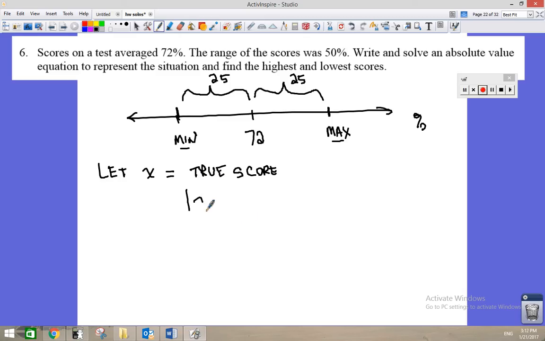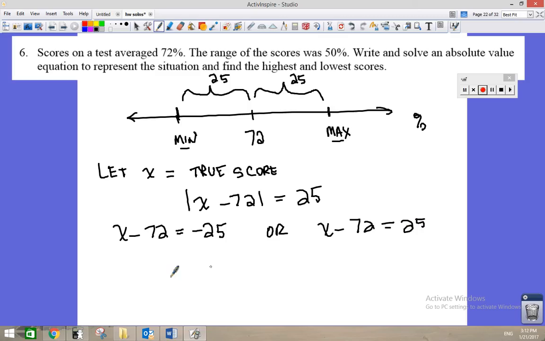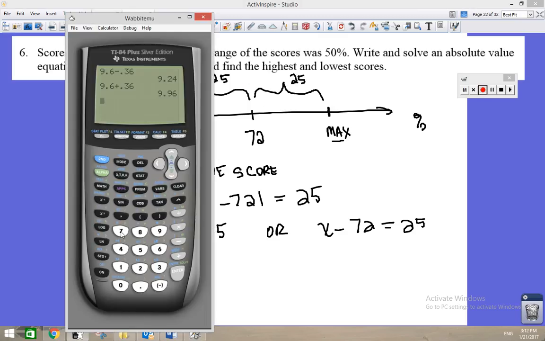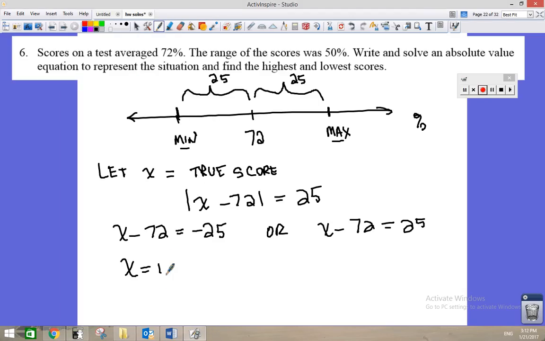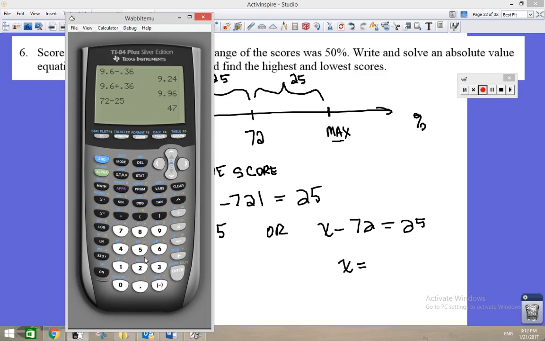Okay, so I've got x minus 72 is equal to negative 25, or x minus 72 is equal to positive 25. This represents that you're 25 units below or above this average. So 72 minus 25 is 47, and 72 plus 25 is 97. Well, you're almost at 100, yeah.